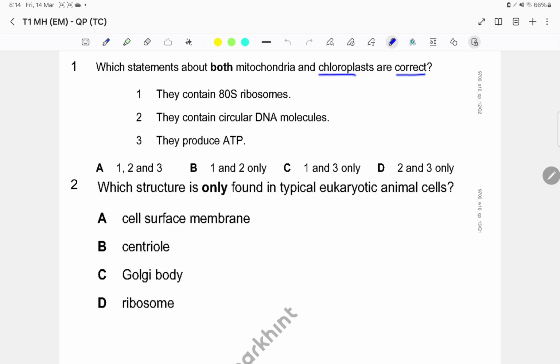The first one says they contain 80S ribosomes. Now that is actually incorrect. Instead of 80S ribosomes, they only contain the smaller version of the ribosome, which is the 70S ribosome. The 80S ribosome is what we have attached on our RER. That is the typical size of our ribosomes, a bigger version, which are made out of rRNA. And just a bit of revision, remember that the ribosome is the site for protein synthesis.